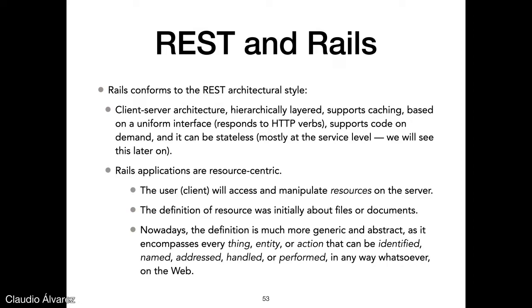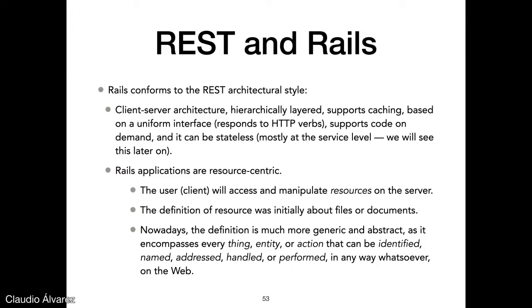So our Rails applications we call resource-centric, because the metaphor is that the client, the user, will always want to access and manipulate a resource. The client basically wants resources all the time. Give me resources, update my resource, create a new resource for me, delete our resource, okay? So these are all resource-centric operations. And the definition of resource is extremely abstract, extremely general nowadays. It will encompass everything, entity, or action that can be identified, named, addressed, handled, or performed in any way whatsoever on the web. That's a very broad definition, indeed.